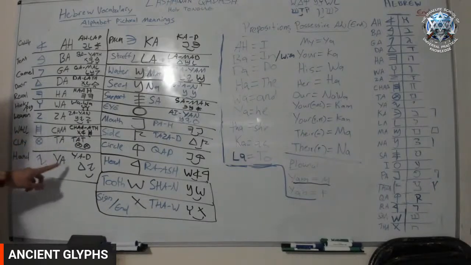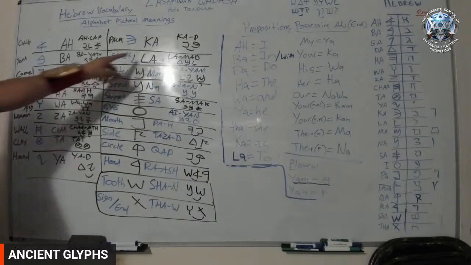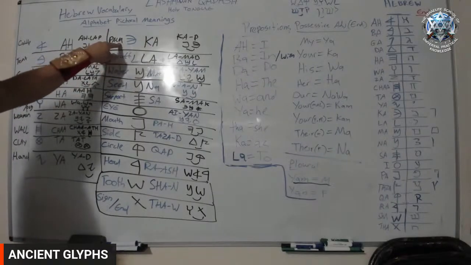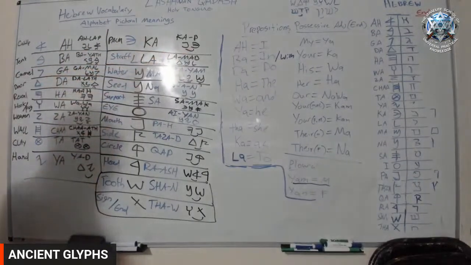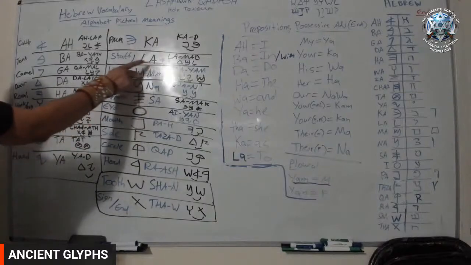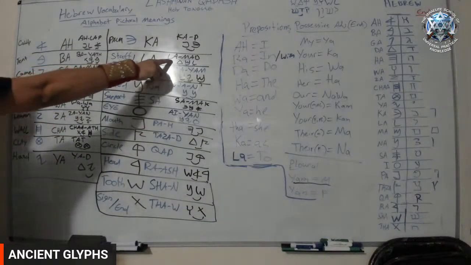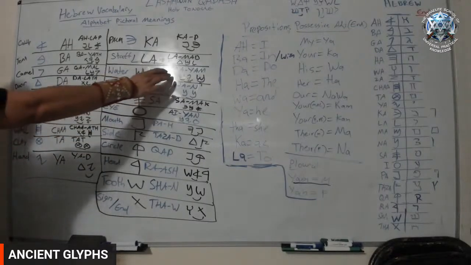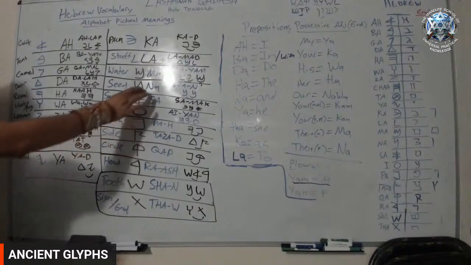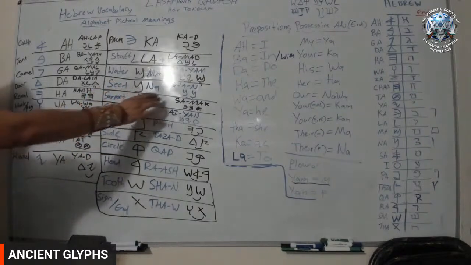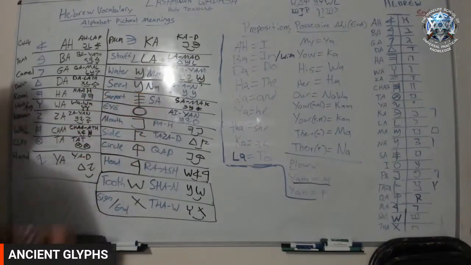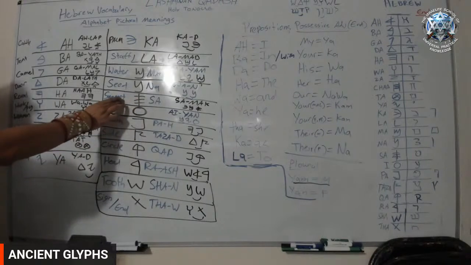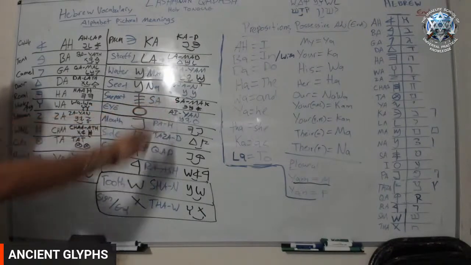Yod means hand. It's pronounced yad. Kaf means palm. That's pronounced kaf. Lamed means staff. That's pronounced lamed. Mem means water. Pronounced mayim. Nun means seed. It's pronounced nun. Samekh represents support. That's pronounced samekh.